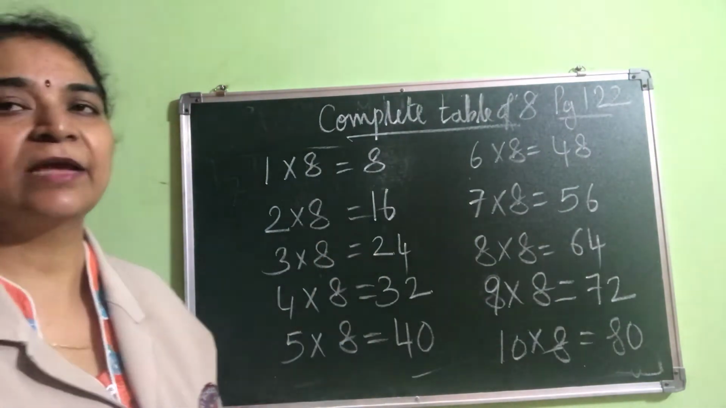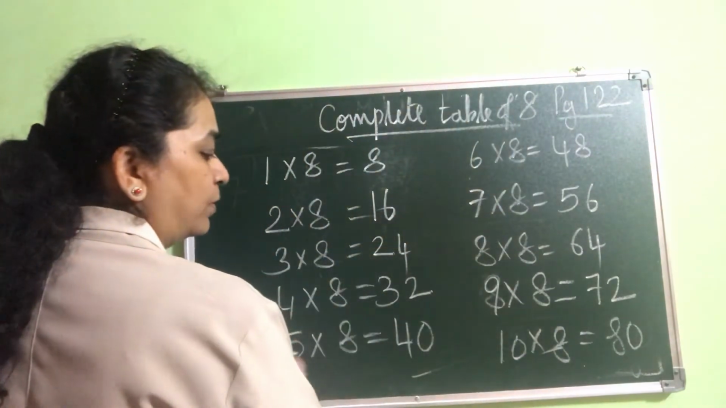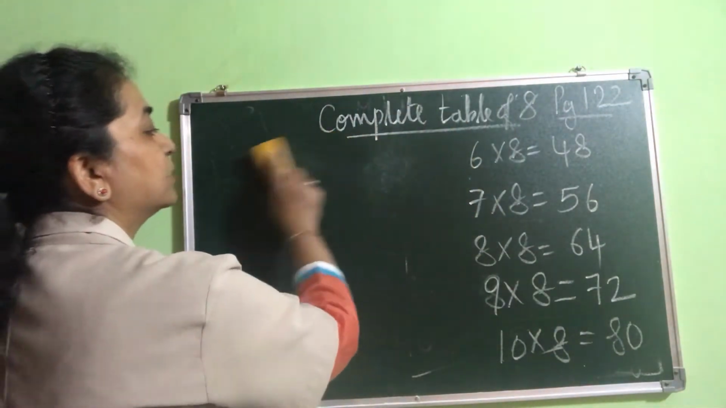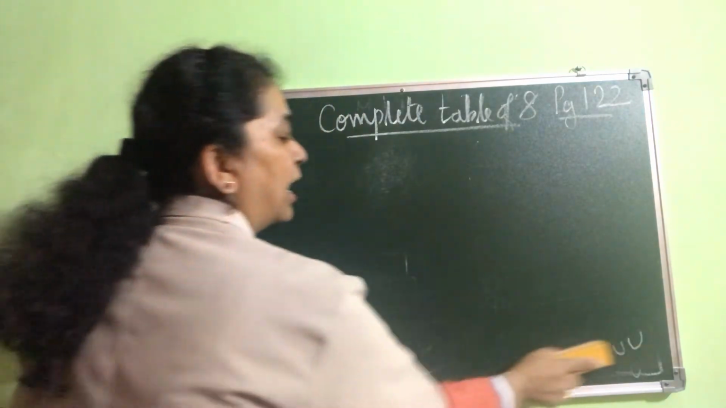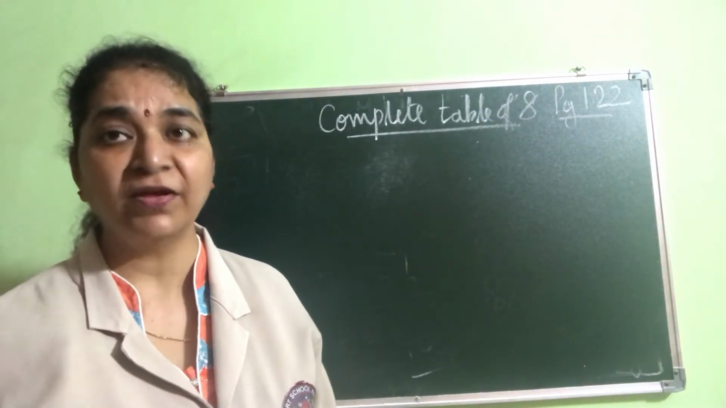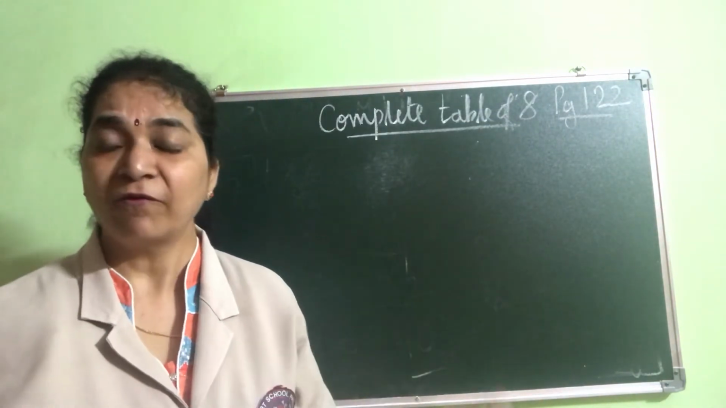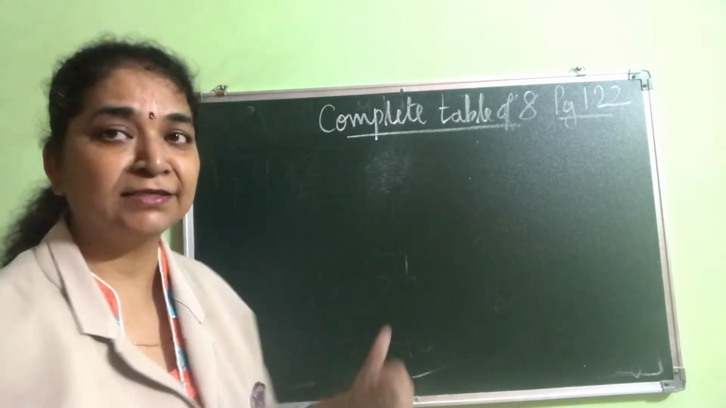So this is the table of 8. Now count by 8. Skip counting of 8. How will you write the answers? You will write the answers of the table of 8. So for this, repeat the table of 8 and tell me the answers.